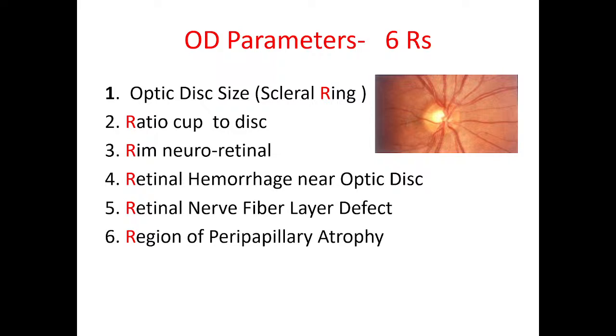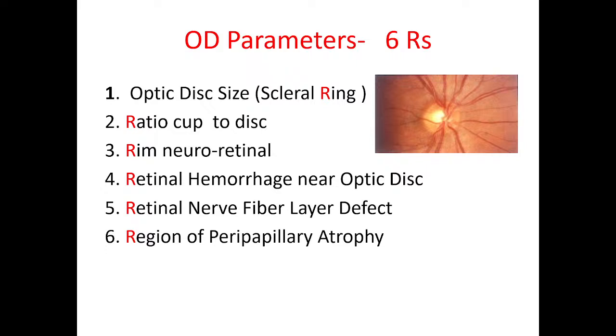Correct? The myopic disc is large, 2.5 millimeter in size, so there is more space for fibers to pass. So the cup will be larger. In the center, there will be more leftover space, and the fibers are at the periphery. Correct? So the cup may be bigger in myopes, and may be smaller or no cup in hypermetropes, right? So there is no single normal cup disc ratio. Okay, it depends on the size of the disc.